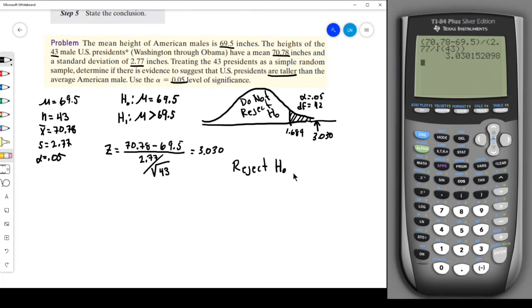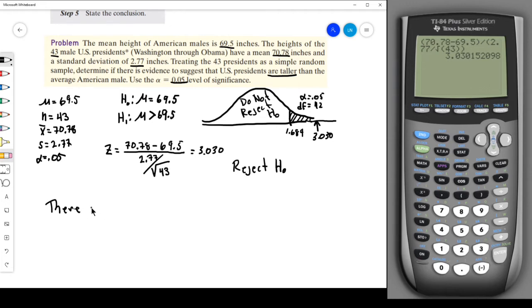Essentially our evidence, our sample, is unusual under the assumption that the null hypothesis is true. So that means we have to reject the null hypothesis, which means there is enough evidence to suggest that the average height of the 43 U.S. presidents is taller than the average American male. So you just want to state that as your conclusion there.